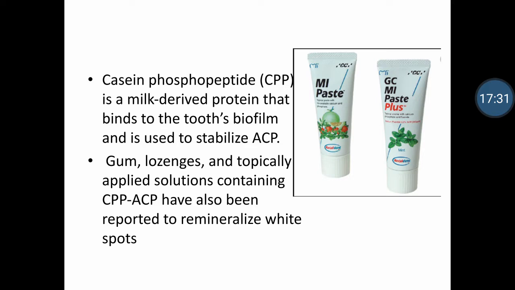This can be taken in the form of gums, lozenges, and typically applied topically, also applied through your dentifrices. This is the role of calcium phosphate compounds in preventing the caries.